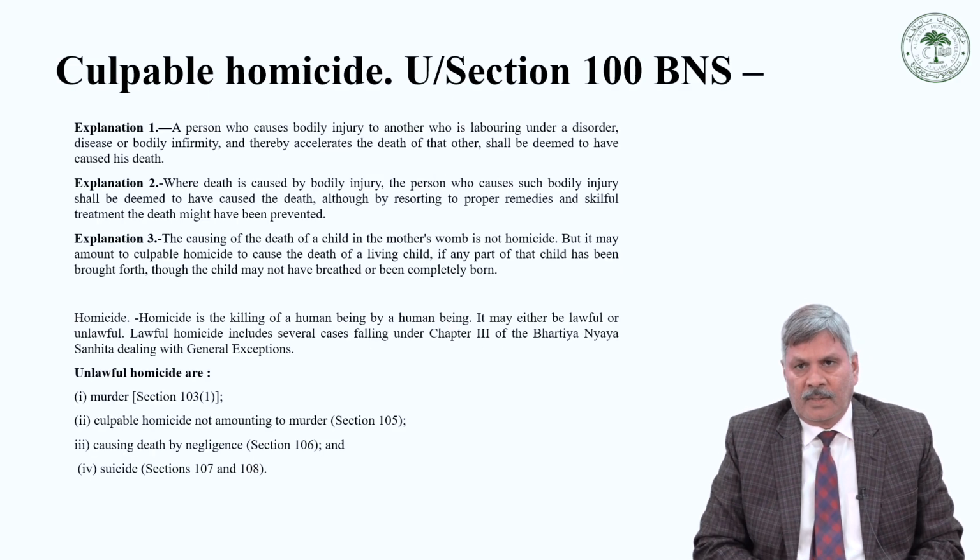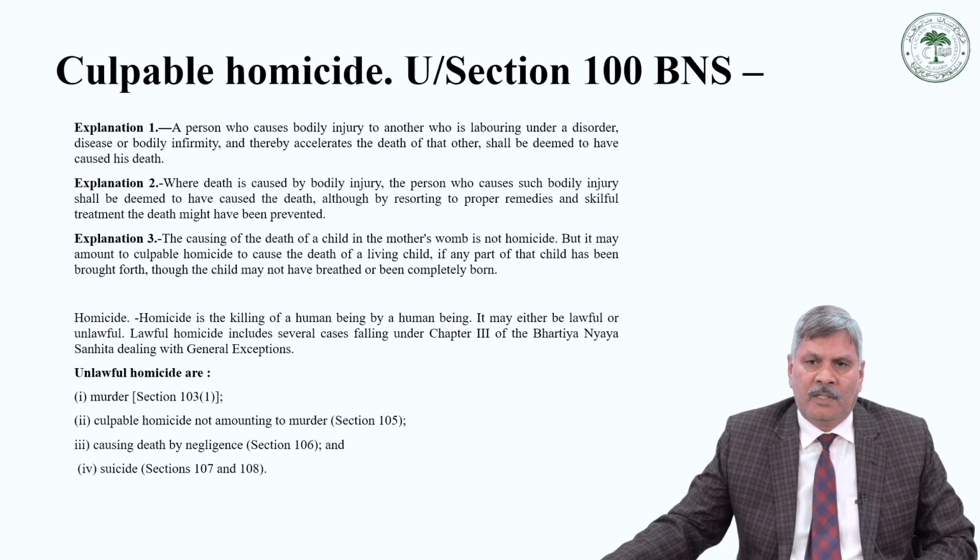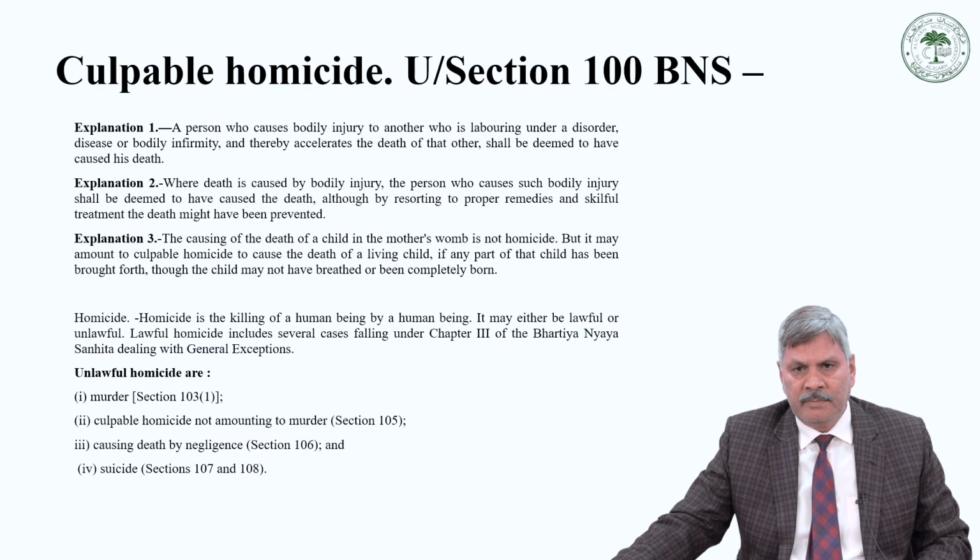Explanation 1: a person who causes bodily injury to another who is labouring under a disorder, disease, or bodily infirmity, and thereby accelerates the death of that other, shall be deemed to have caused his death. Explanation 2 provides that where death is caused by bodily injury, the person who causes such bodily injury shall be deemed to have caused the death, although by resorting to proper remedies and skilful treatment, the death might have been prevented.